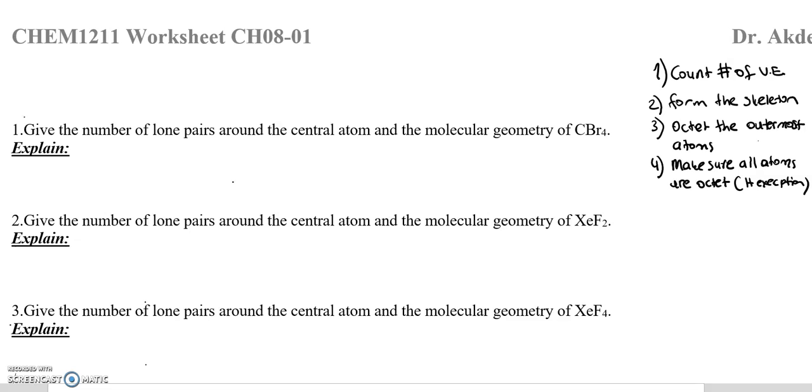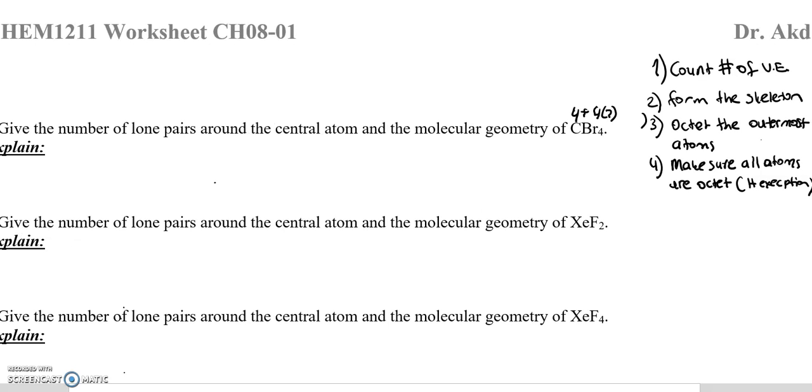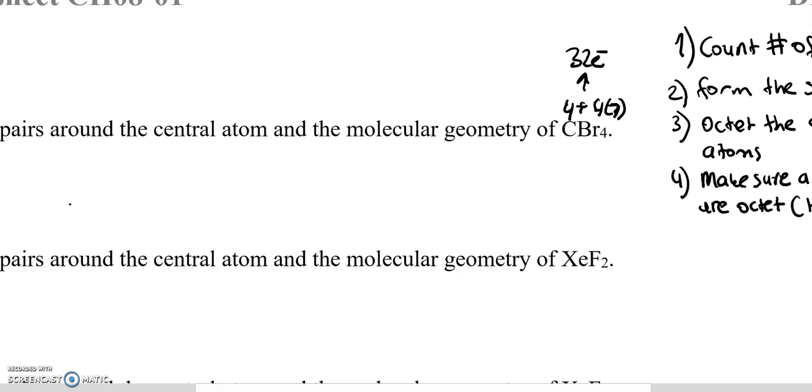So let's work on carbon tetrabromide. I assume that you know how to get the valence electrons now. You can look at the periodic table, or you can do the electron configuration. So this is carbon here. I get 4 valence electrons, and I have 7 valence electrons for bromine. I'm going to do 4 times 7, which is 28, plus 4 is going to be a total of 32 electrons. So here I have 32 electrons to construct my molecule.